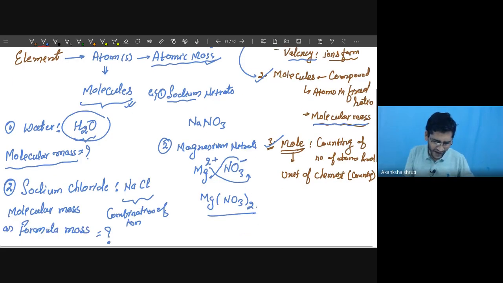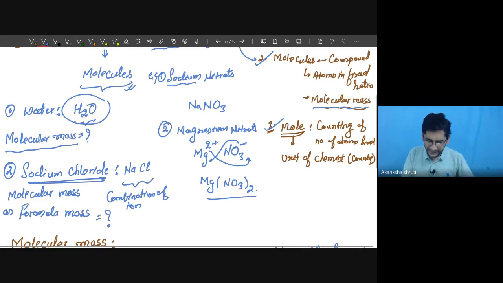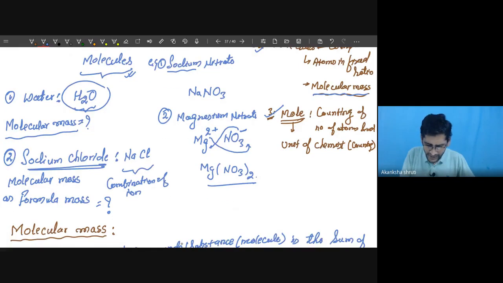If we are considering water, water is basically a neutral or covalent kind of compound. So its molecular mass we can calculate by taking the mass of 2 hydrogen and 1 oxygen. Similarly, the other compound we may take is sodium chloride, NaCl, the common salt we are eating. Its mass can be calculated by adding the mass of sodium and the mass of chlorine: 1 atom of sodium and 1 atom of chlorine.